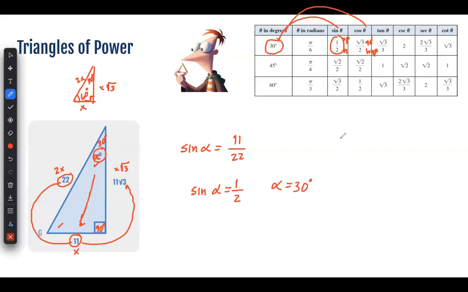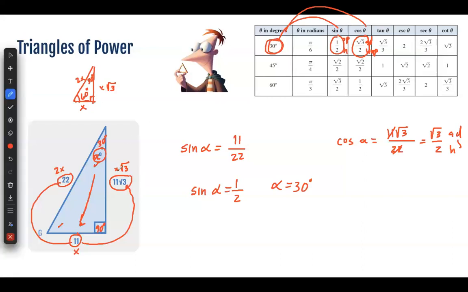Let's use that instead. Cosine of alpha is equal to the adjacent, 11 times the square root of 3, divided by the hypotenuse, in this case 22. So this and this is going to simplify to 1/2. So we have the square root of 3 over 2. So that means that the adjacent to hypotenuse ratio is the same as whenever we have a 30-degree angle.